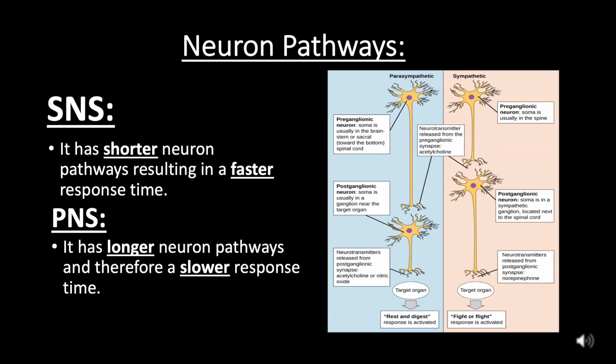Neuron pathways difference between the sympathetic and parasympathetic nervous system. Sympathetic nervous system: it has shorter neuron pathways, resulting in a faster response time. Parasympathetic nervous system: it has longer neuron pathways and therefore a slower response time.